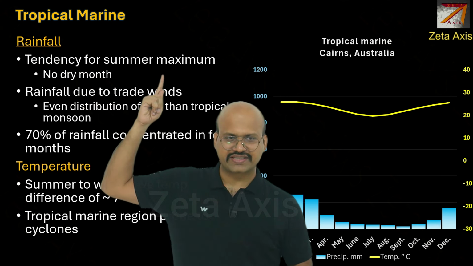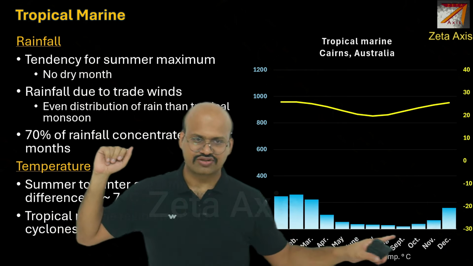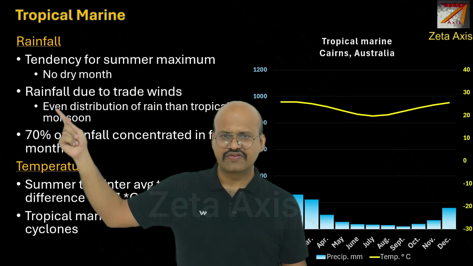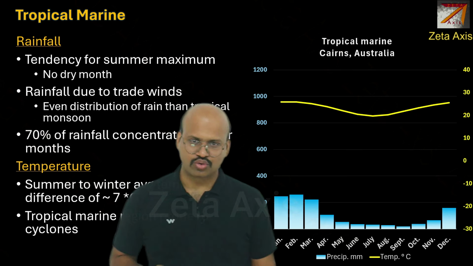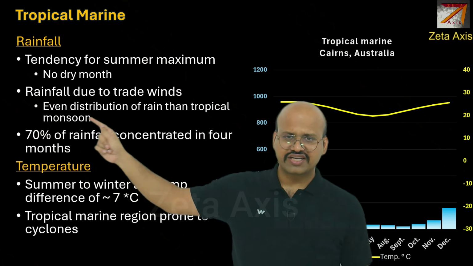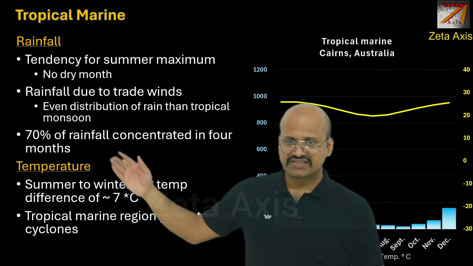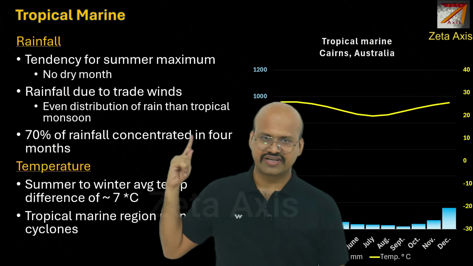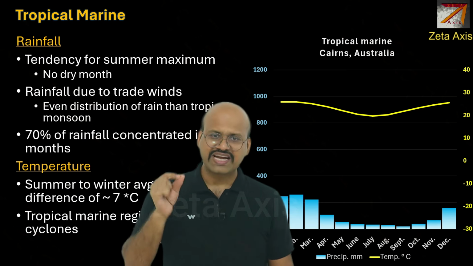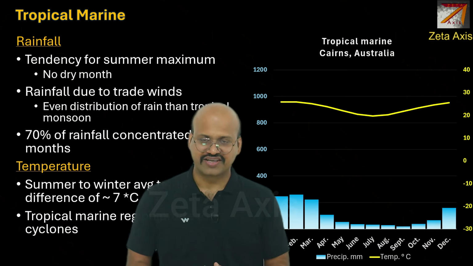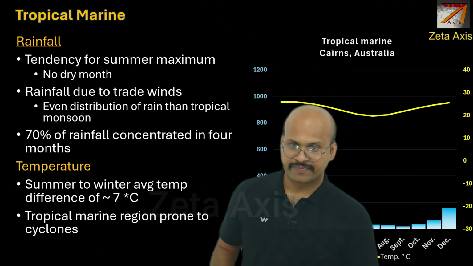Tendency for summer maximum. December is summer. No dry month. We can clearly see that there is no dry month. Rainfall due to trade winds we have already seen, and because the trade winds are consistent throughout the year, evenly distributed rainfall occurs. 70% of the rainfall is concentrated in 4 months. So earlier in the monsoon we saw 95% of the rainfall was concentrated here.